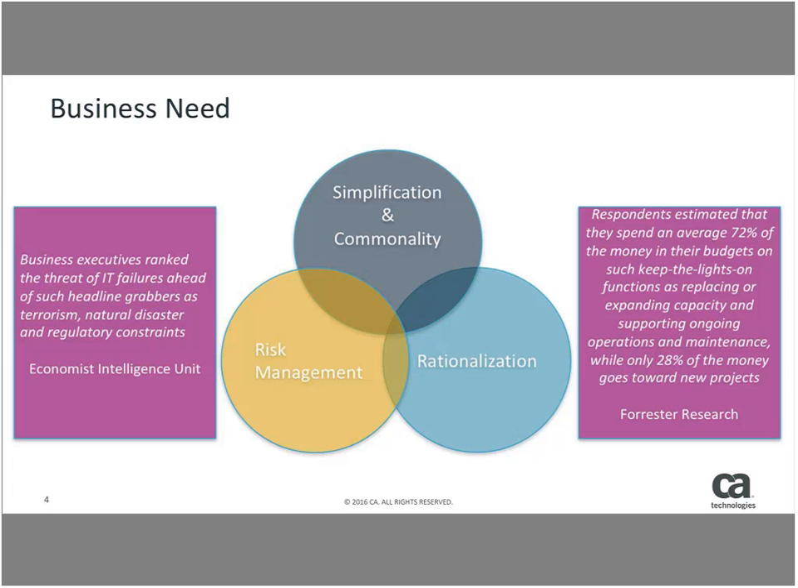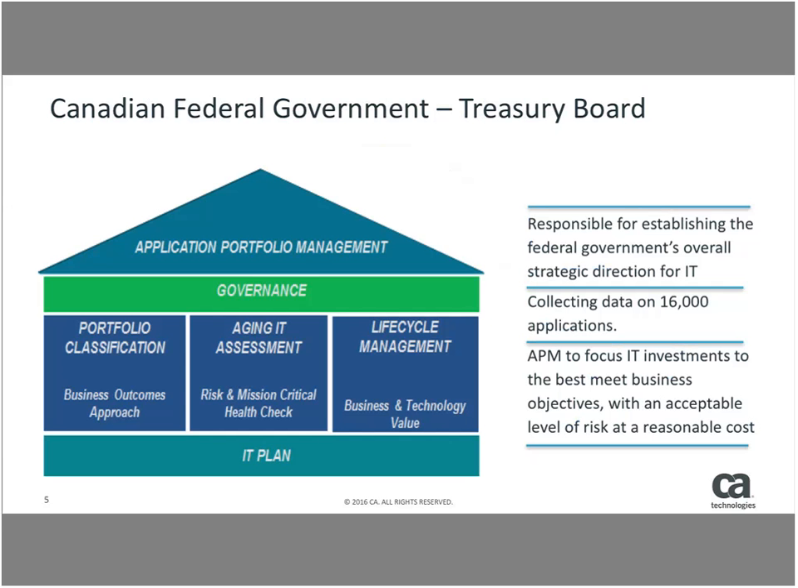And then when we talk about risk on the left-hand side, you'll see this quote from the Economist Business Unit, and they say that business executives rank the threat of IT failure ahead of other such things that grab headlines like terrorism, natural disaster, or regulatory constraints. So the thinking behind risk management of an IT organization is very important.